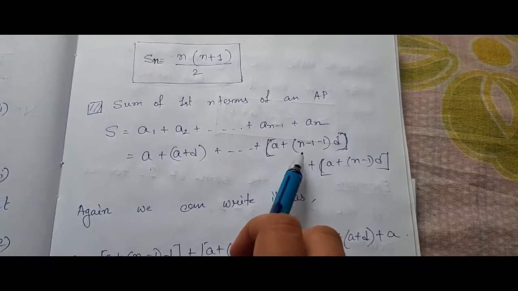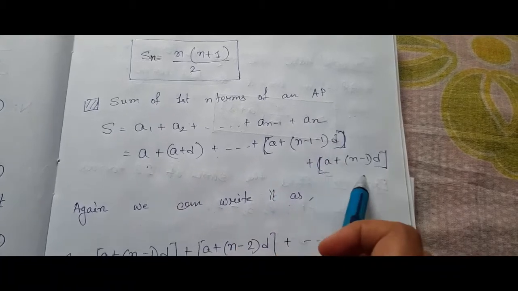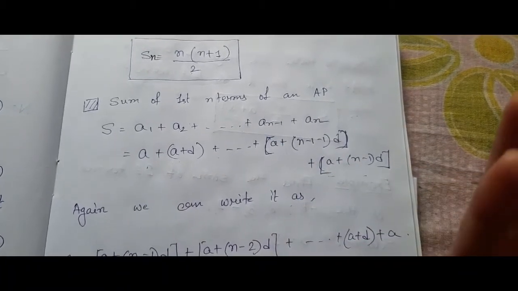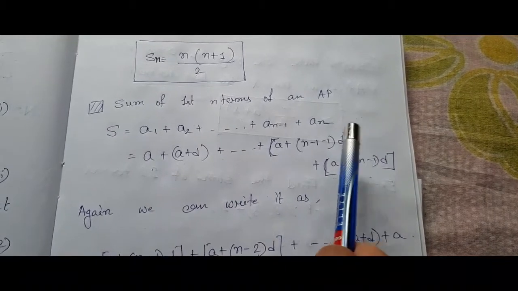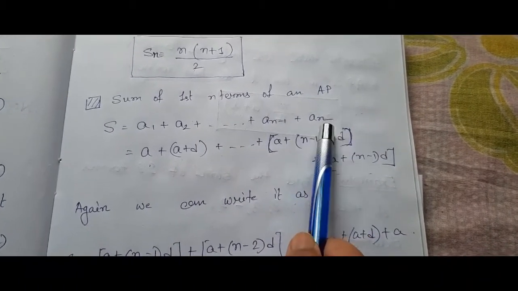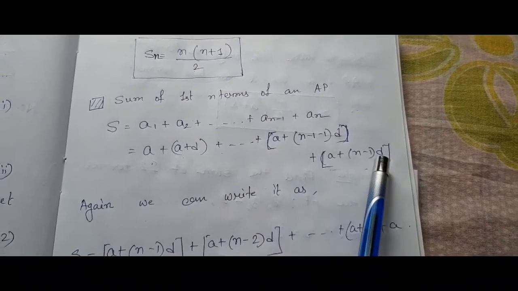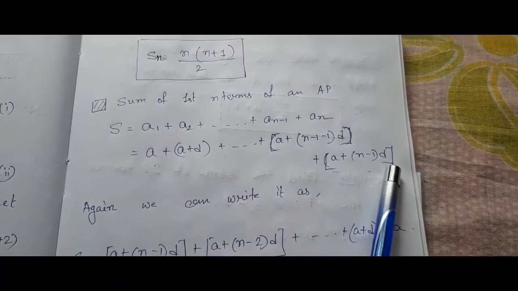From where I am writing these expressions, you know how to write the general term of an AP. You know from the previous video that the nth term of an AP, an, is equal to a plus n minus 1 into d. I just use that formula.